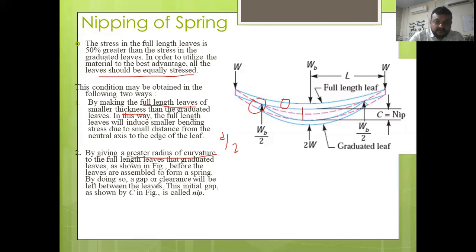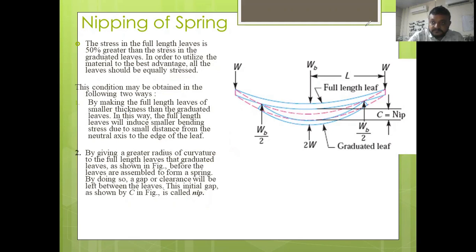But in that case, what happens? Some gap is generated in this. Okay, that initial gap is normally called the nip, N-I-P, nip. That gap is normally called the nip. So nip is nothing but providing more radius of curvature to the full length leaves to reduce the stress so that all leaves should be equally stressed. So that is the phenomenon, and it is mostly found in the leaf spring. Clear about the nipping of the spring?